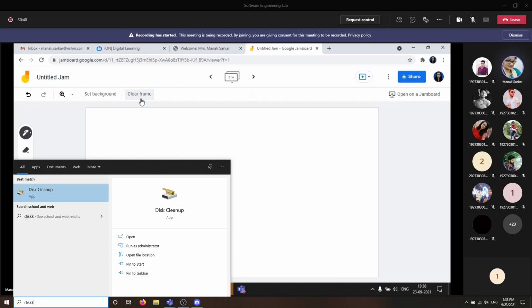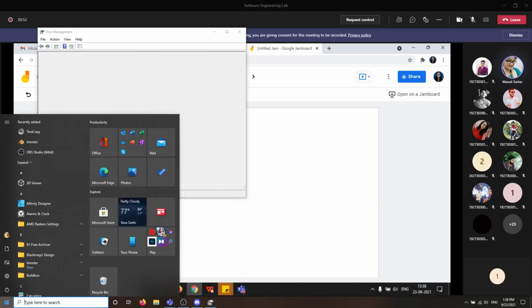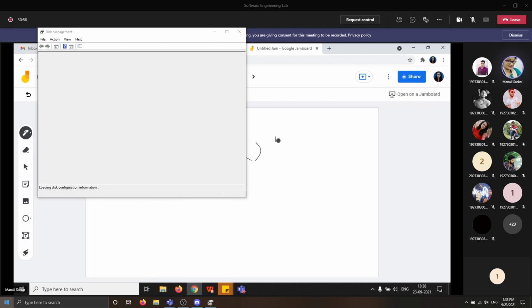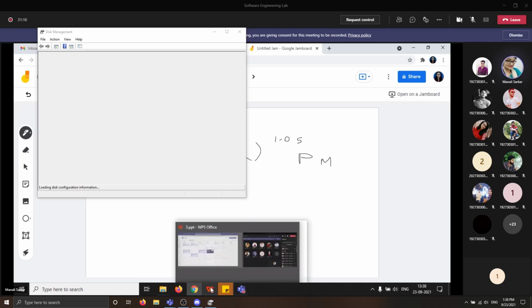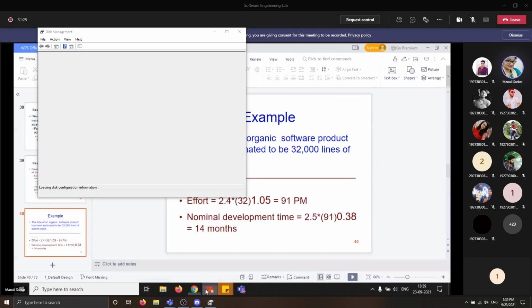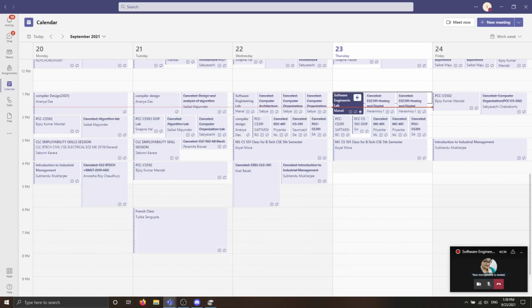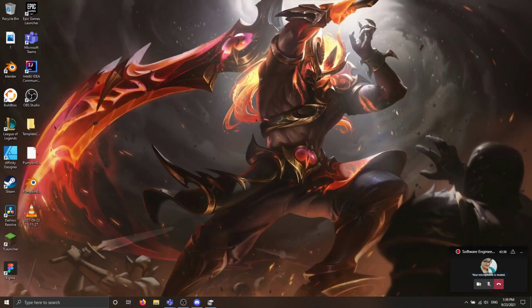In the last slide, I have said that the calculation of effort for the organic COCOMO model is 2.4 KLOC to the power 1.05 person-months. This is the formula. Now see here, KLOC we have given in the question, it is given 32,000 lines of code. If you want to make it in kilo lines of code, we will be dividing it by 1,000. So that's why we are getting 32. So see here, 32 to the power 1.05.